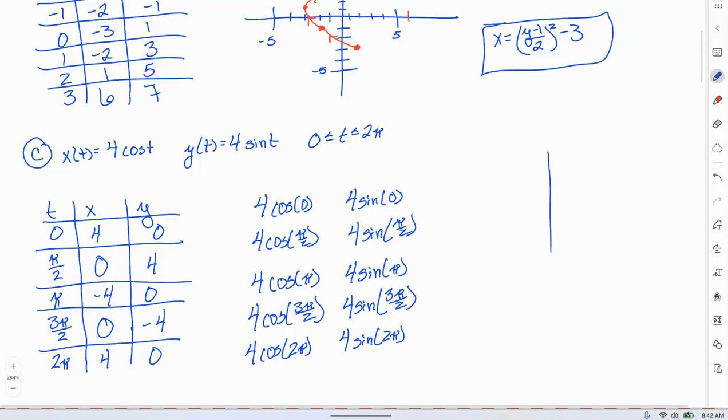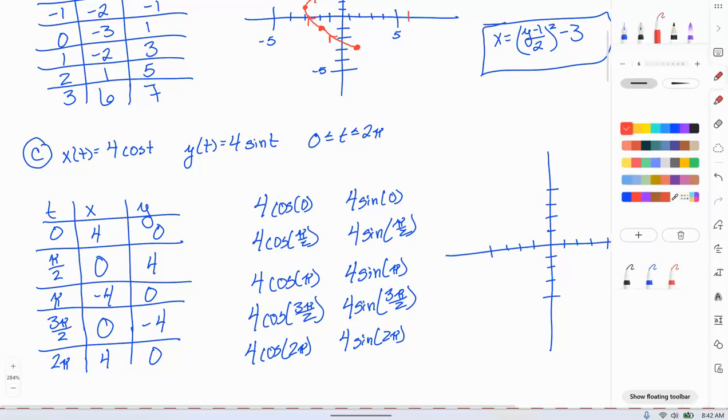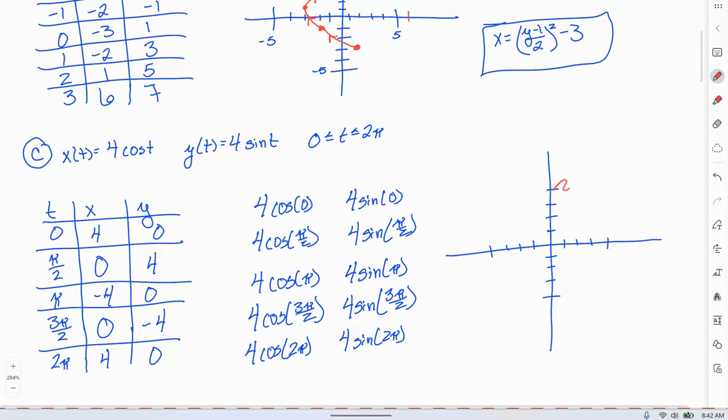So if we were to graph this, I'm starting at the point 4, 0. I read that backwards. So over 4, up 0, positive x-axis there.